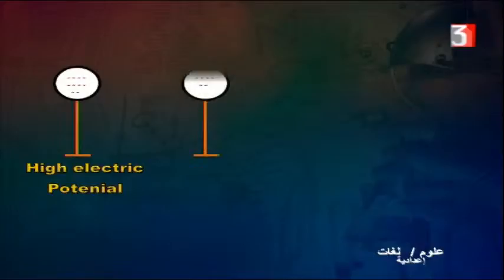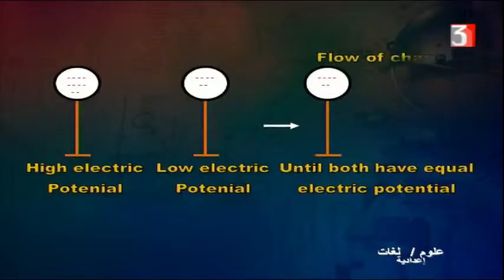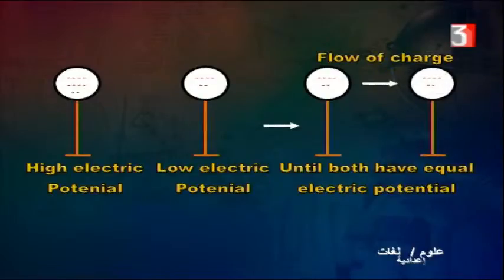Okay, another physical quantity, which is electric potential. Okay, here we have a conductor. It has high electric potential, or a large amount of charges. And another one which has low electric potential, or a low amount of charges. Okay, if we connect these two conductors, we can observe that electric charges flow from high potential to low potential.